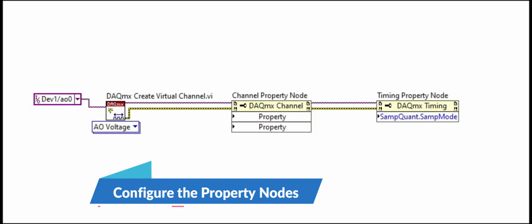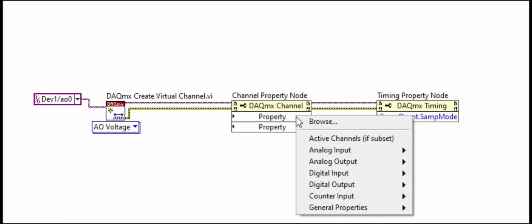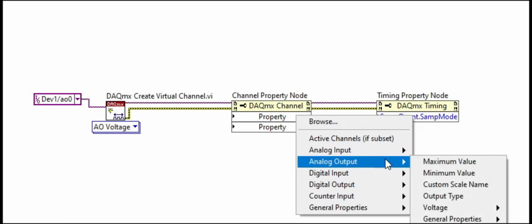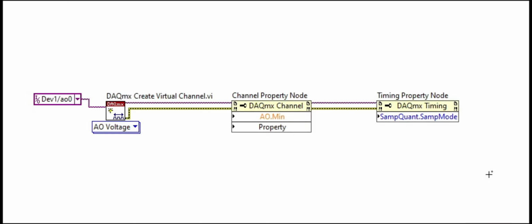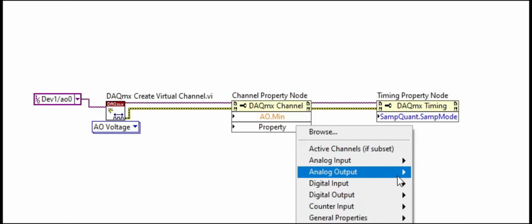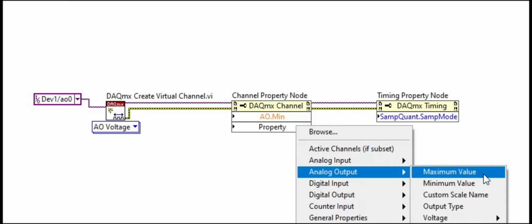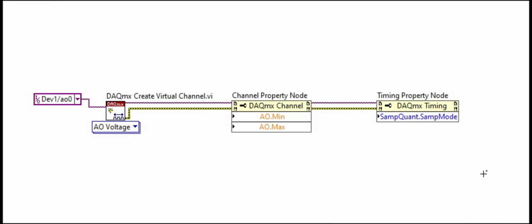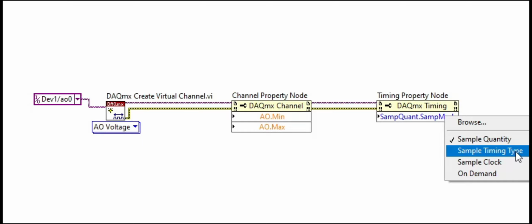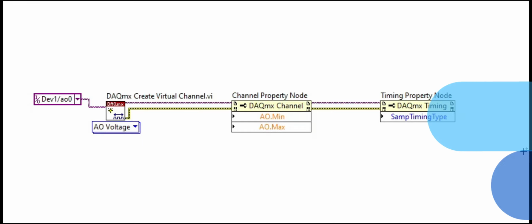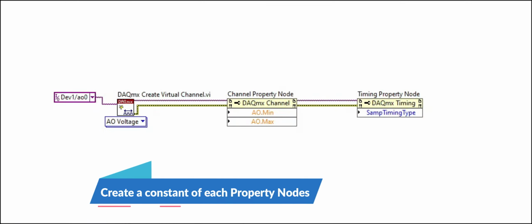Next, click on the first slot of the channel property node. Go to analog output and select minimum value. For the second slot, go to analog output and select maximum value. For the timing property node, select sample timing type. Next, create a constant on each of the property nodes.